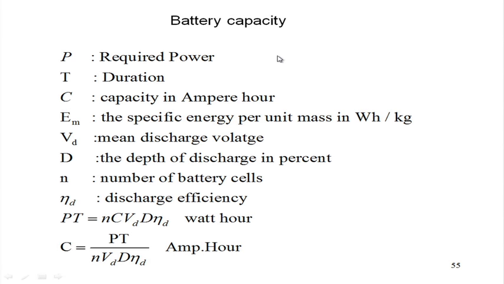So we start with battery capacity, and that can be expressed in terms of the required power and the time duration, P and T, and capacity in ampere hour C. Specific energy per unit mass, in watt hour per kg, is EM. Mean discharge voltage VD. Depth of discharge in percentage is capital D. N is number of battery cells. Discharge efficiency eta D. So PT is equal to N C VD D eta D, and from that you can find out the capacity required in terms of number of cells.